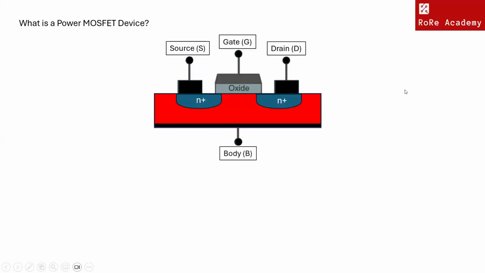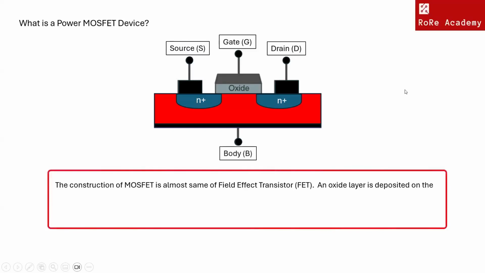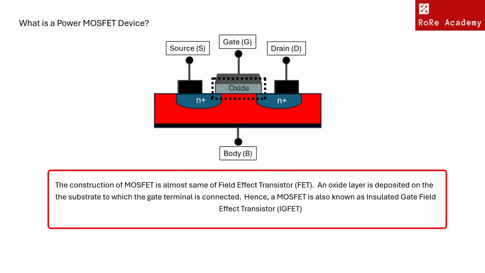The construction of a MOSFET is like that of a field effect transistor, FET. An oxide layer is deposited on the substrate to which the gate terminal is connected, acting as an insulator. Hence, the MOSFET has another name as insulated gate field effect transistor, IGFET.